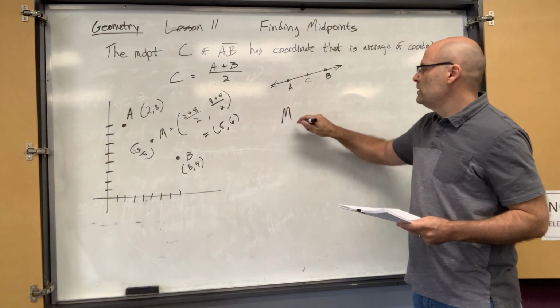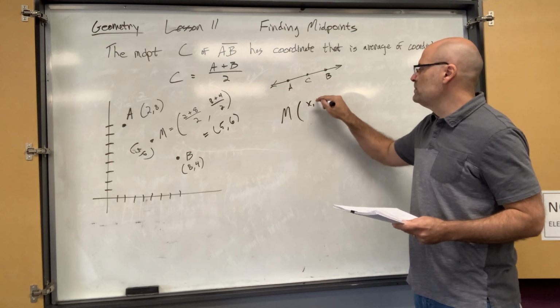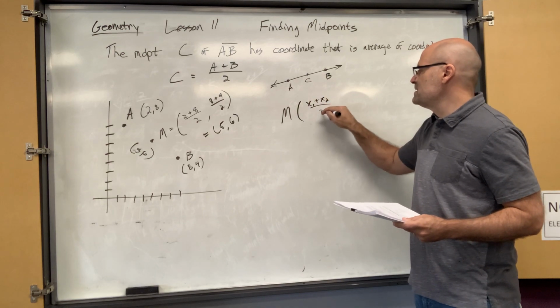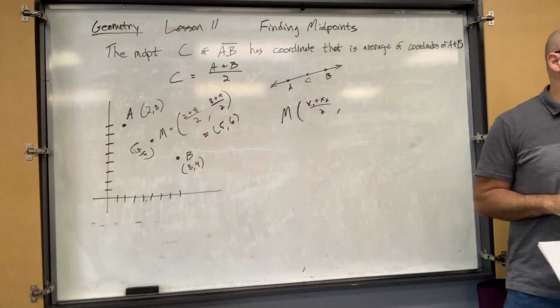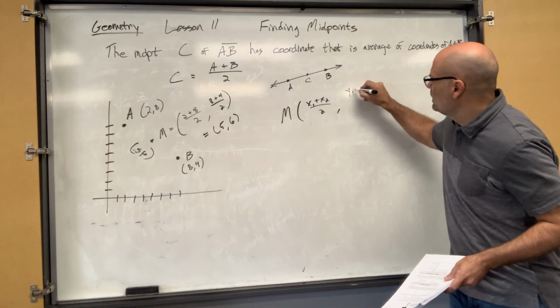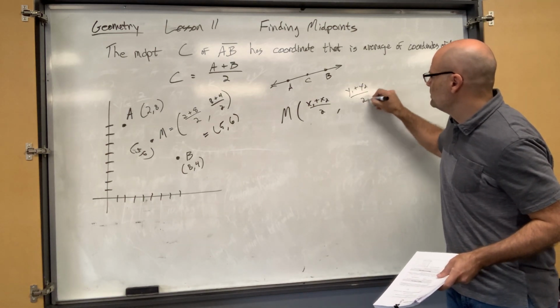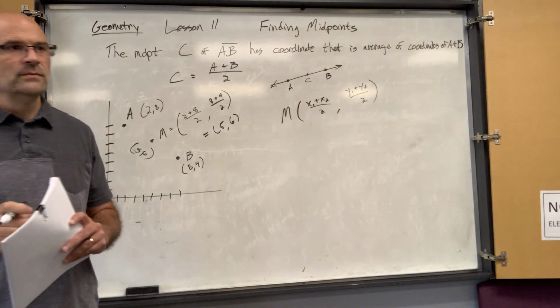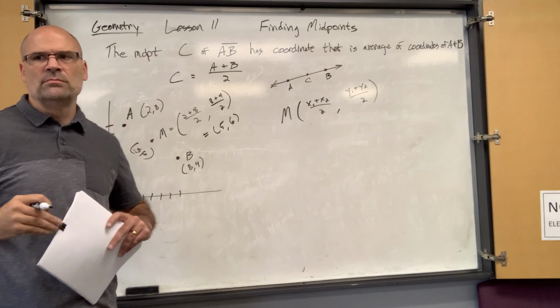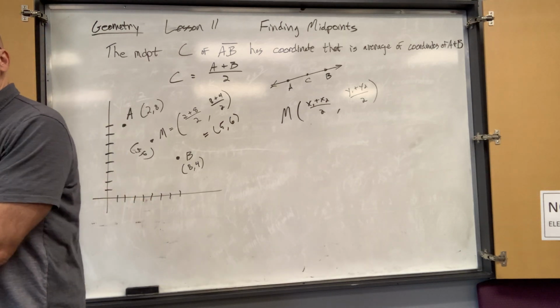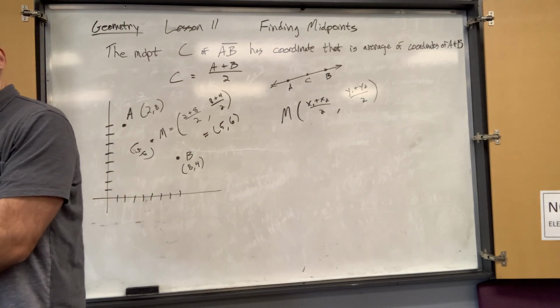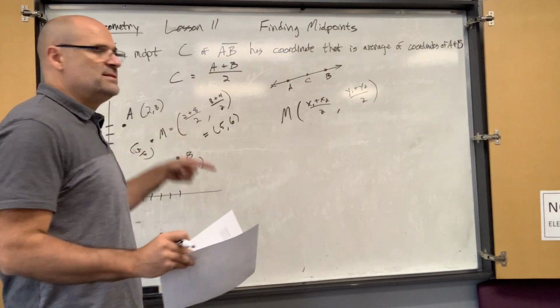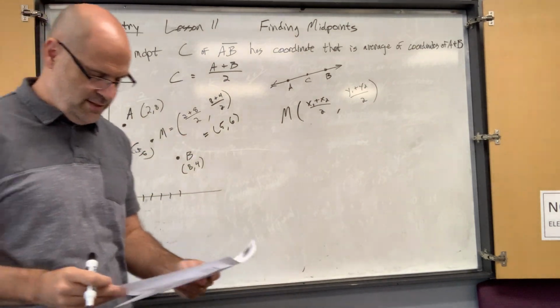formula, the midpoint is x1 plus x2 divided by 2. So that's the average of the x's. And then y1 plus y2 divided by 2. So that's the average of the y's. That's pretty doable, right? So you don't have to go through the distance formula and figure out how far they are apart and then just add half the distance. No, that's more trouble than you need to do.